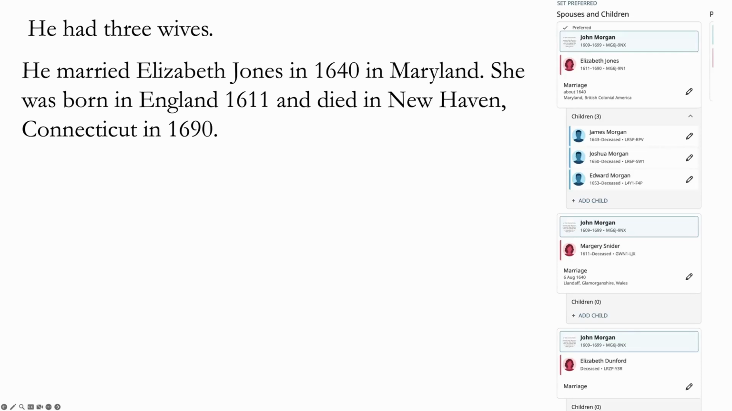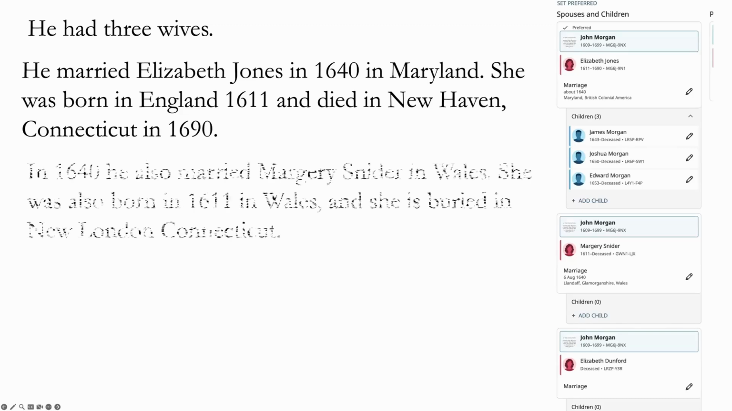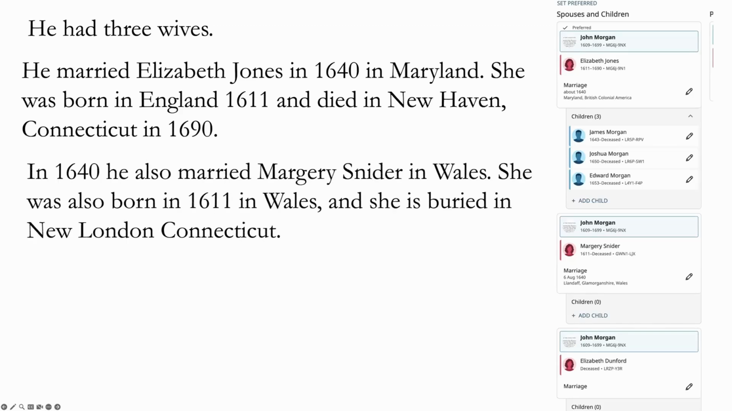And to this point, if you were doing this, you would fairly conclude that we weren't talking about the same 2 people. We weren't talking about a person named Elizabeth Jones, who died in New Haven, Connecticut, married to John Morgan, who was the person from Wales who ended up in Virginia. Okay, so that's the difference. But this makes it interesting. In 1640, he also married Marjorie Snyder in Wales.